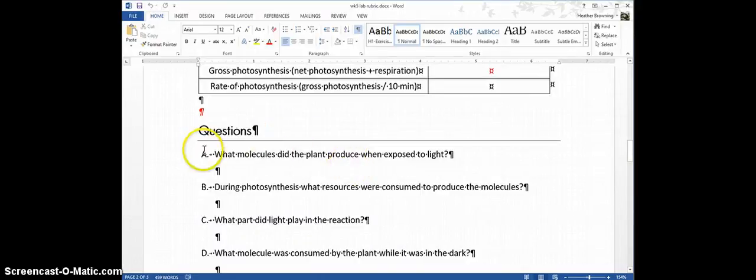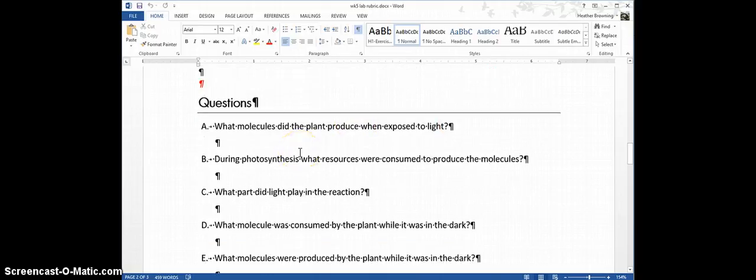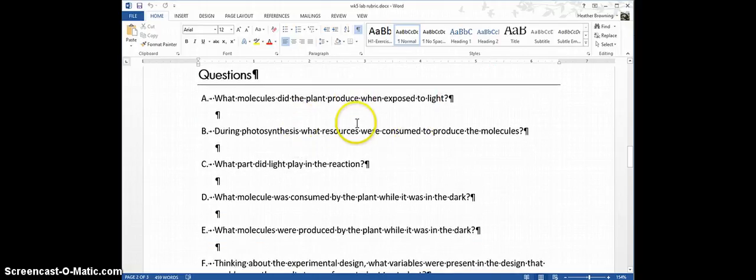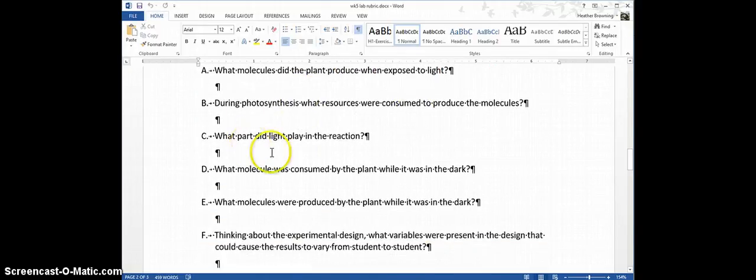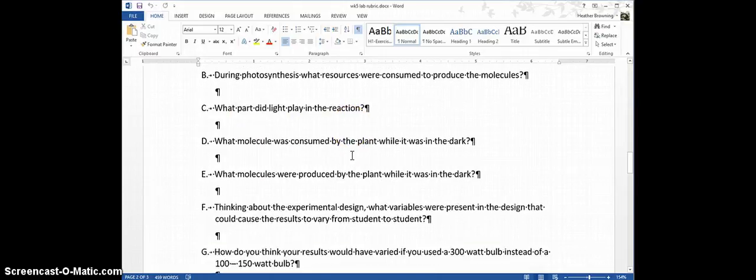So what molecules did the plant produce when exposed to light? Make sure you remember that not just photosynthesis is going on. During photosynthesis, what resources are consumed, what part did the light play in the reaction, what happens when it's dark. So what's happening when it's dark also happens when it's light. It's just now only the dark thing happens in the dark.